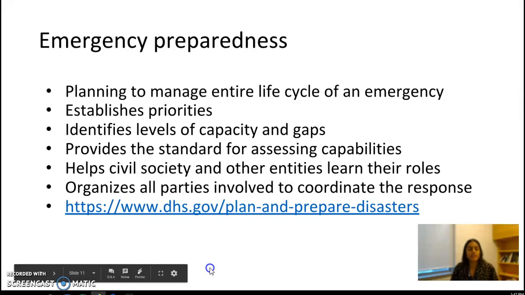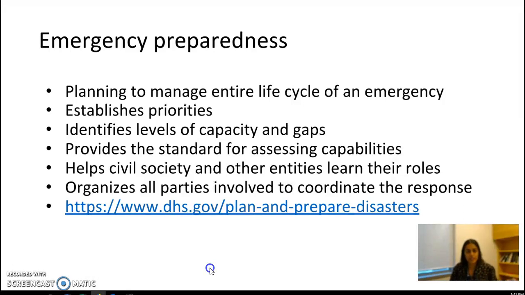So you usually hear of preparedness and response all in one breath, but we'll break down emergency preparedness first, which is planning to manage an entire life cycle of an emergency. This means establishing priorities, identifying levels of capacity and gaps, and providing standards for assessing the capabilities, because often if we just look at capabilities and there's no standards, we won't have a way of knowing what is actually possible in a response.